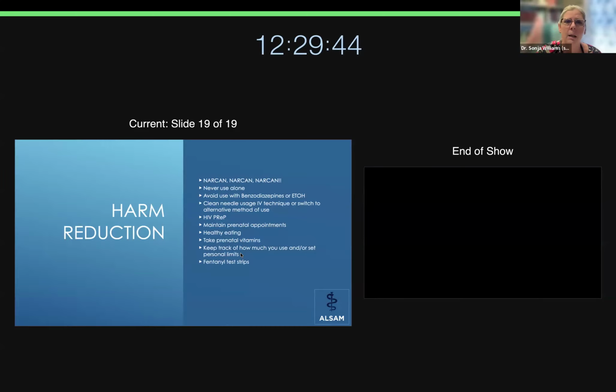We remind patients never to use alone, to avoid benzo or alcohol use with any opioids, and clean needle techniques. We have a handout that we give people that goes through areas that are the greatest risk for causing problems from dirty needles. Remember that HIV PrEP should be offered to patients if they are using substances IV or if they're sexually active. So basically, all of our pregnant patients who are using substances should be offered HIV PrEP. And then maintaining prenatal appointments is really important, et cetera.